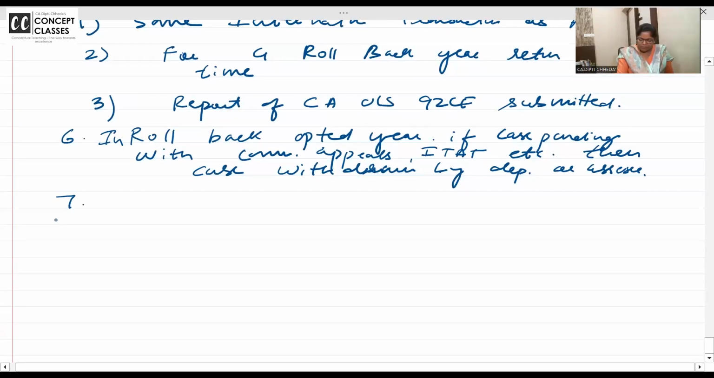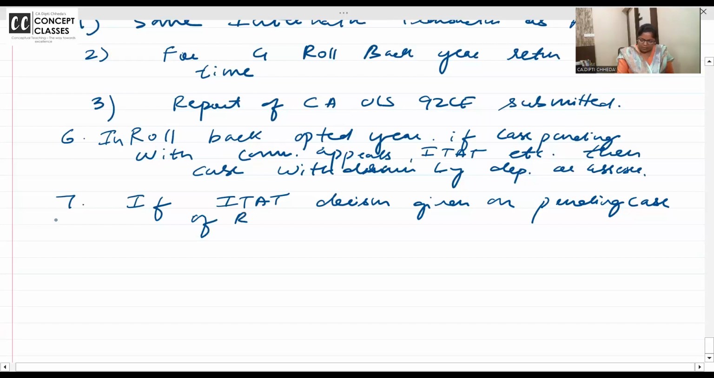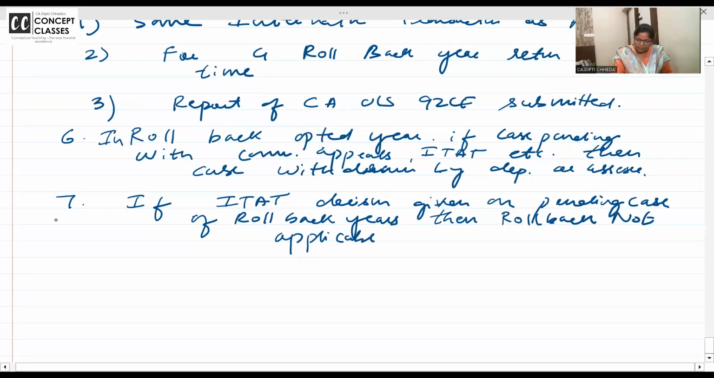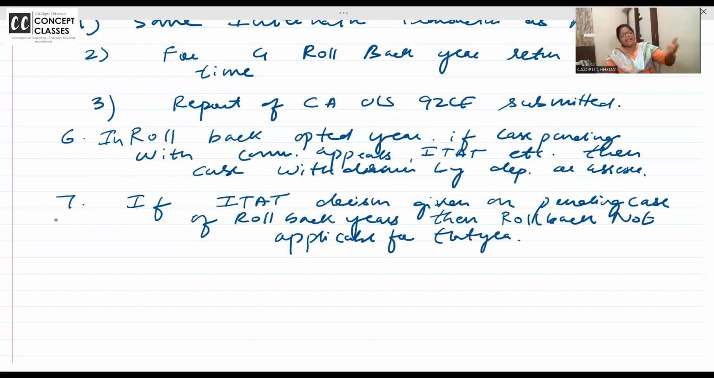If ITAT decision is given on a pending case of rollback years, then rollback not applicable for that year. अगर आईटेट ने डिसीजन दे दिया तो वो साल के लिए आप रोलबैक अप्लाई नहीं करोगे. ठीक है, राइट. This much is enough.